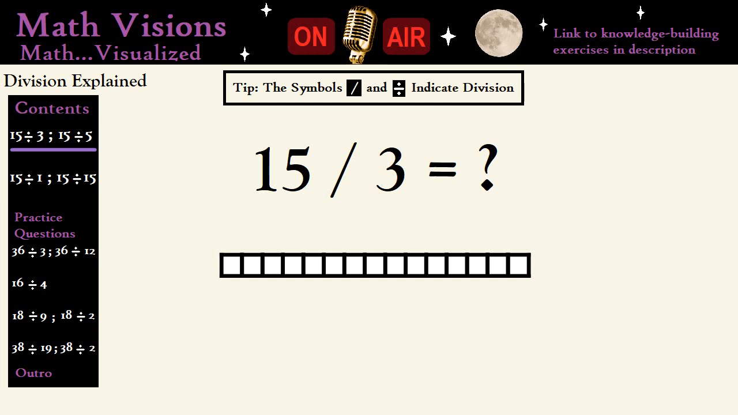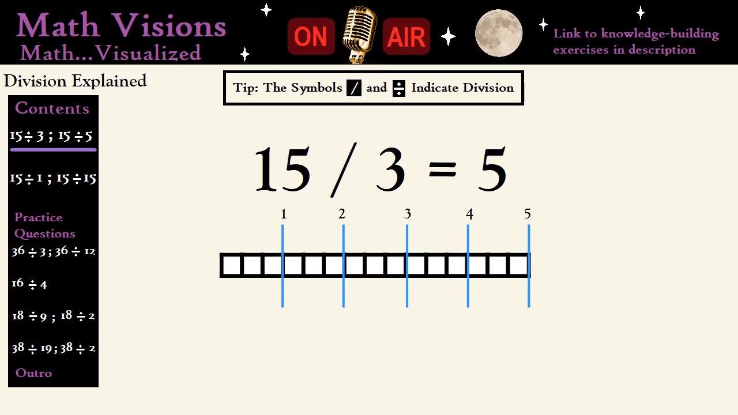For our example, 15 divided by 3, I've drawn 15 squares in a single file line. Now, working from left to right, let's count groups of 3 and draw a vertical line at the end of each group like so. We have one group of 3, 2 groups, 3, 4, and finally 5. Therefore, 15 divided by 3 is 5.